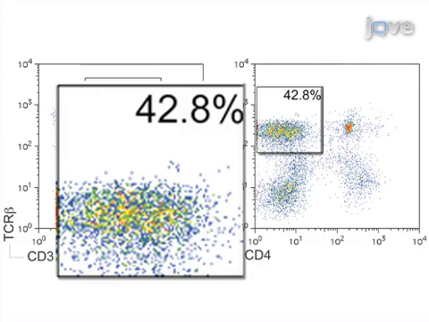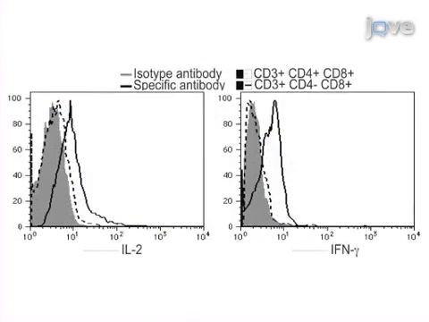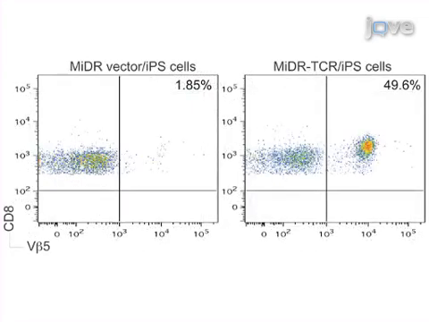iPS cells in vitro. In addition, the iPS cell-derived single-positive cells from the previous figure produced interleukin-2 and interferon gamma when stimulated in vitro by plate-coated anti-CD3 and soluble anti-CD28 antibodies, confirming that the iPS cell-derived T cells are functional. After adoptive transfer into recipient mice, the majority of TCR gene-transduced iPS cells underwent differentiation into CD8-positive CTLs, which responded in vitro to peptide stimulation by secreting interleukin-2 and interferon gamma.